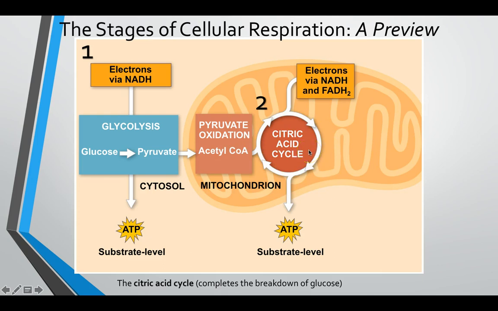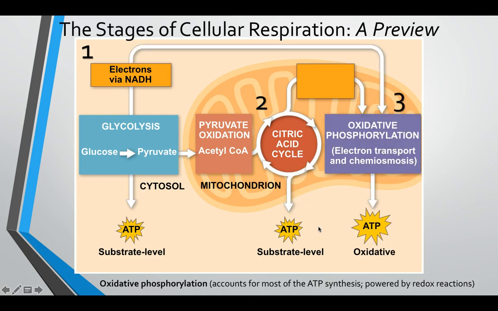So pyruvate has to be oxidized into acetyl coenzyme A, which starts the citric acid cycle, also known as the Krebs cycle. From the citric acid cycle, I'm going to have electrons carried through NAD, nicotinamide, which is going to be in the reduced form, and also FAD, flavin adenine dinucleotide, in its reduced state. Now, I'm going to make more ATP through substrate level phosphorylation as well.